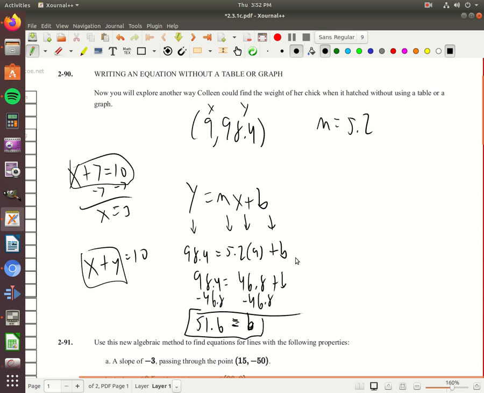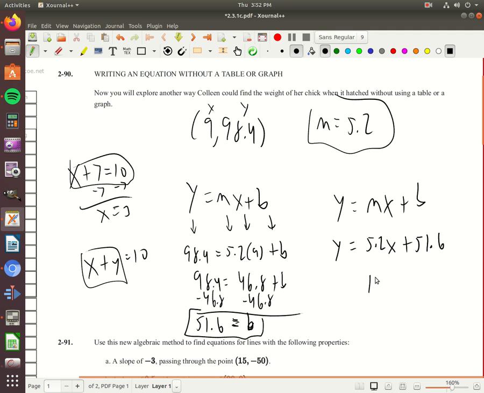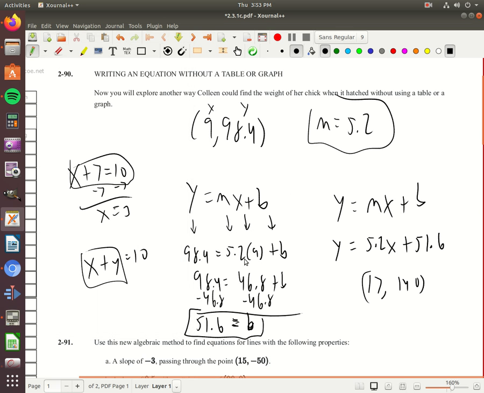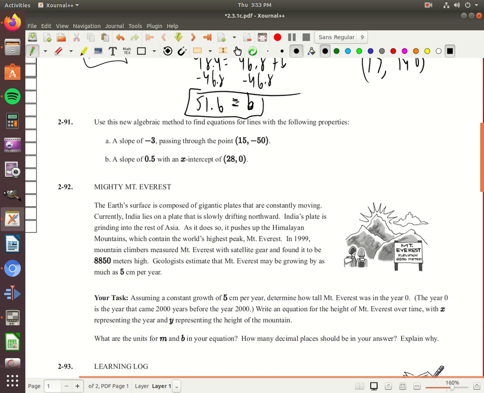So here's what we have. We have an m and a b. And that's all we need to write the equation of our line. I'm going to say y equals 5.2x plus 51.6. A good way to check this is I do remember day 17 should have equaled 140. So let's plug 17 in and make sure I have the right equation. 5.2 times 17 plus 51.6, praying that this equals 140, and it does. So good, I did remember the right number. So that's the trick, and that's the shortcut that we're going to use to solve these. So really big deal that we know that.